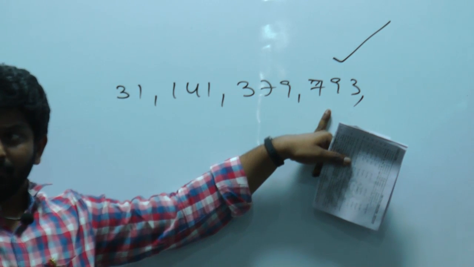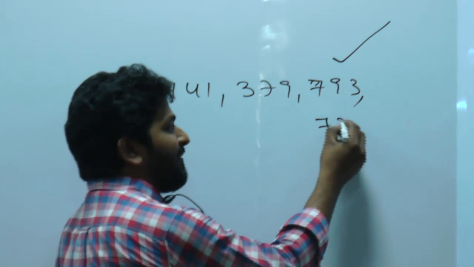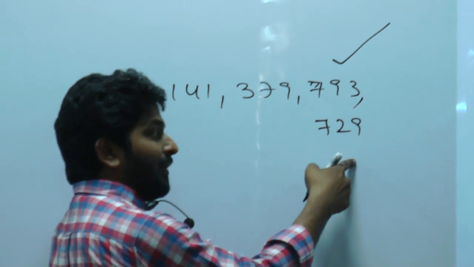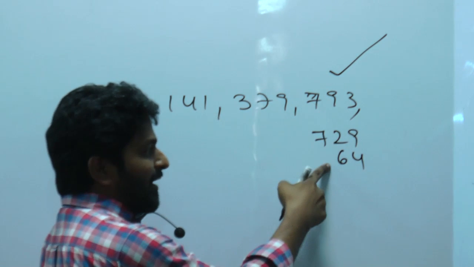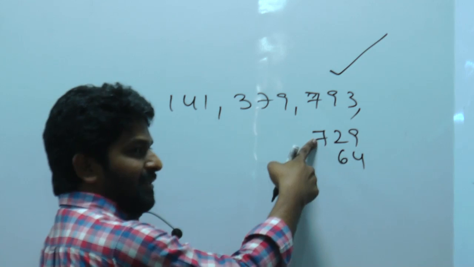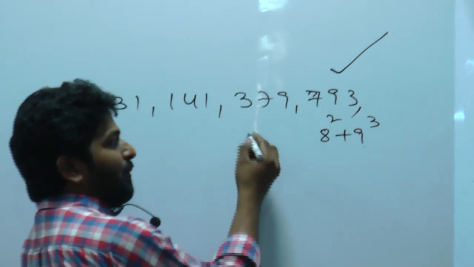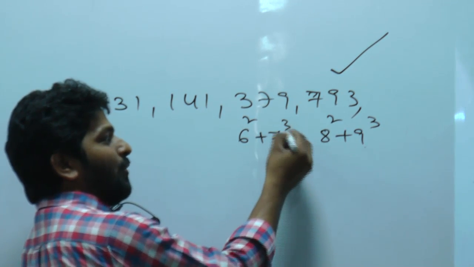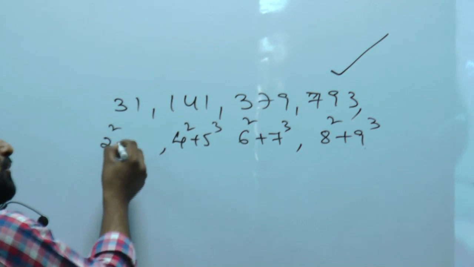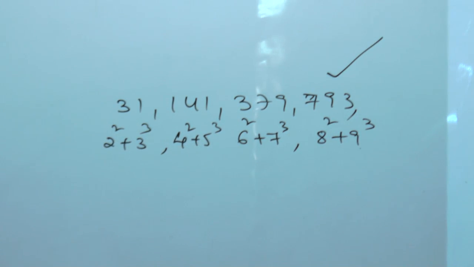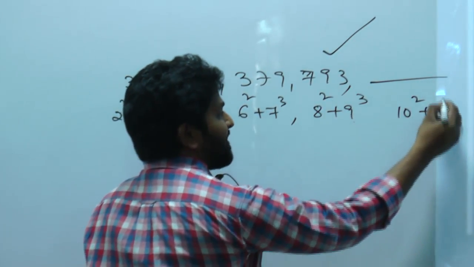9 cube? Yes or no? How much is 9 cube? Right. Apart from 729, how much do you have? 64. When you add these two numbers, you will get 793. Yes or no? What is this? 8 square. That's it. This is 8 square plus 9 cube. Previous could be 6 square plus 7 cube. Next 4 square, 5 cube. Next 2 square, 3 cube. Done. Next is 10 square plus 11 cube.